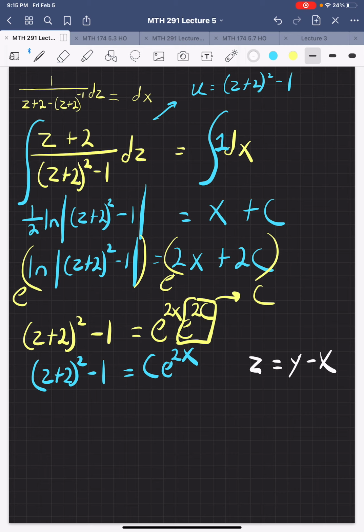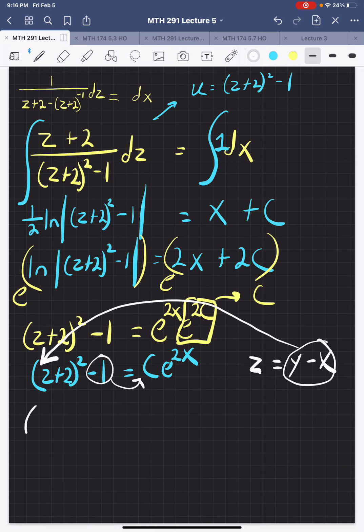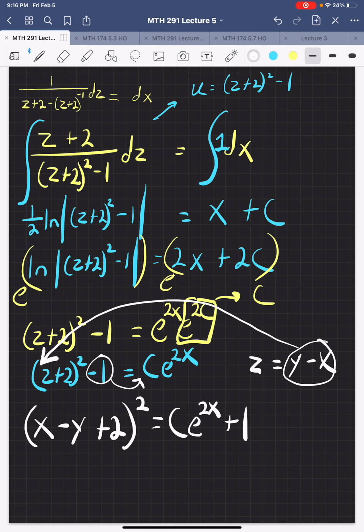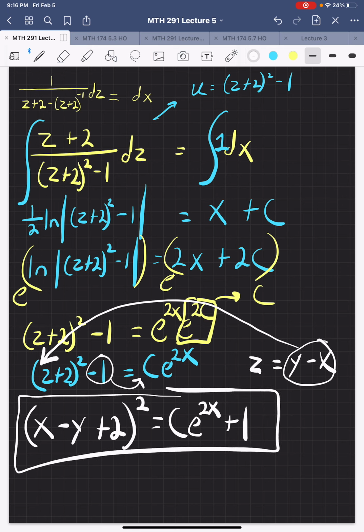So I'm going to do the best I can right now. I'm going to go ahead and plug this y minus x back in here for z, and at the same time I'm going to bring this -1 to the other side of the equation. So what does that look like? x minus y plus 2 squared is equal to c times e to the power of 2x plus 1. This is about as good as we're going to get on this one. At this stage, it would be nice to solve for y, but that's not going to happen right now.